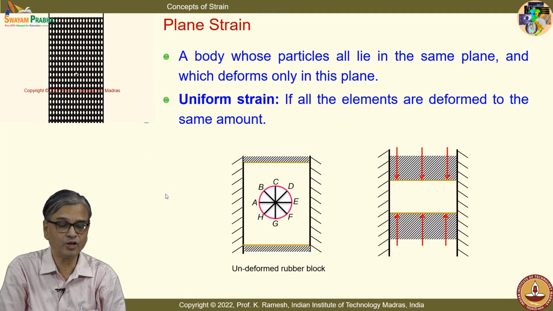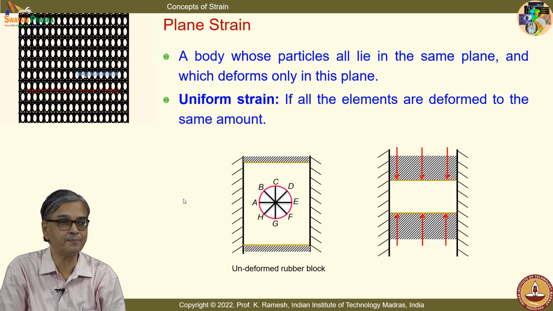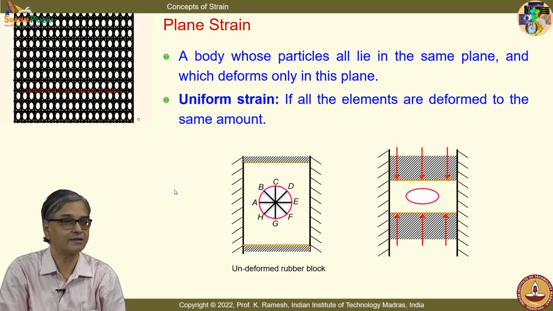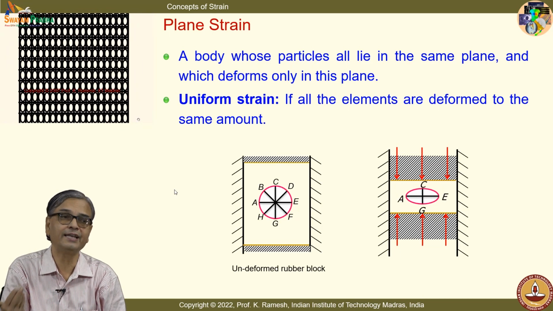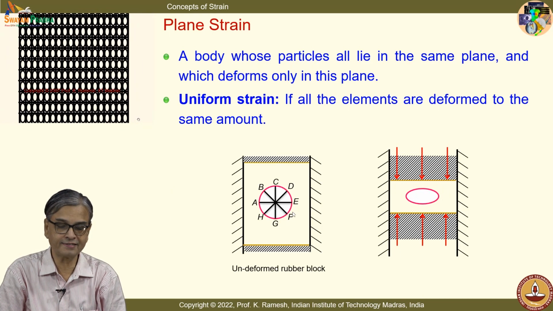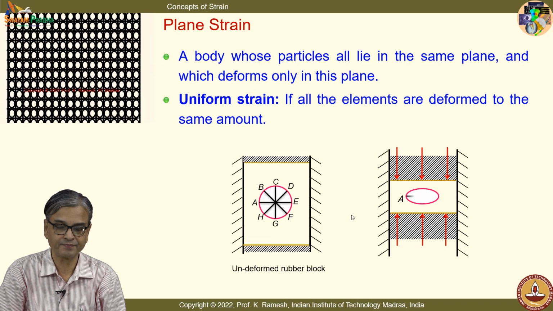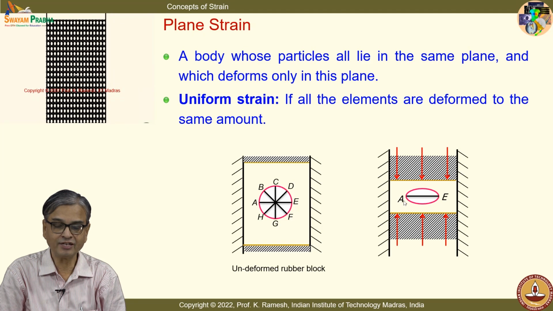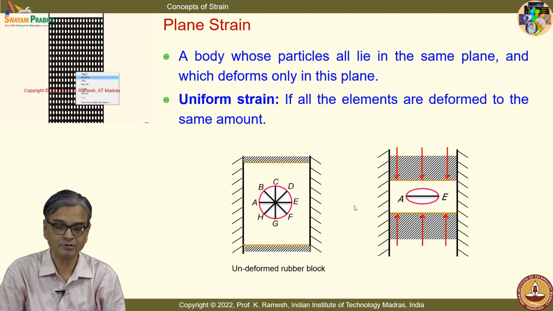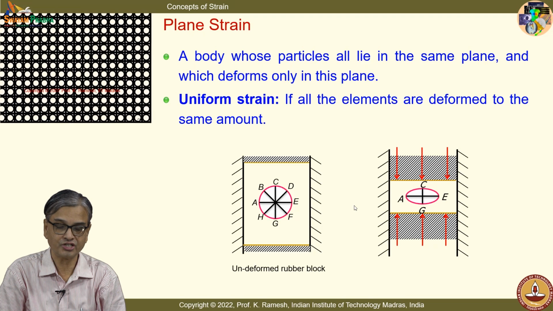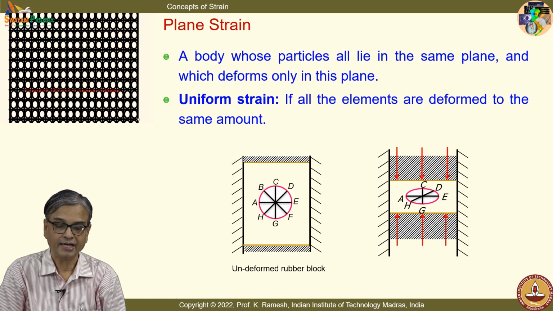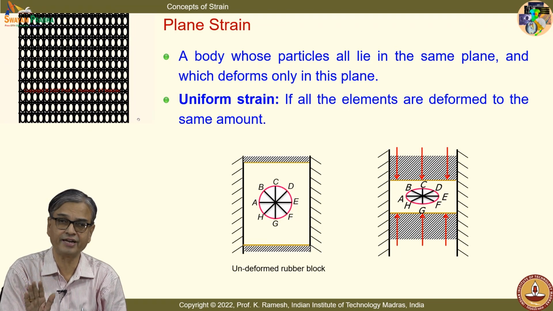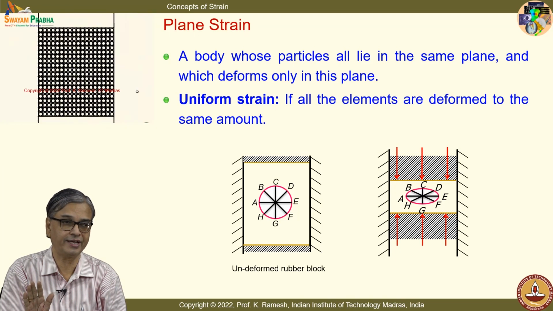And when I apply the load, when this rubber block is compressed, what would happen to the circle? It will transform into an ellipse. So what you find is the circle has deformed into an ellipse, and you can also see what has happened to the lines drawn: AE, CG, HD as well as BF. They still remain straight because it is uniform strain.